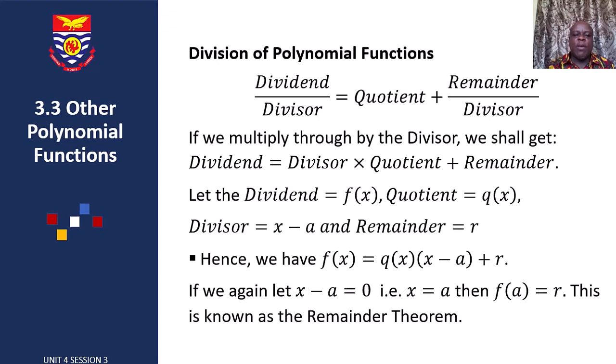If we set x minus a to be equal to 0, then it means that x will be equal to a. And if that happens, the divisor goes to 0. And so once the divisor goes to 0, the quotient term also goes to 0. And so f of a will be equal to the remainder. And this is what we call the remainder theorem. That if you are given a factor and you make x the subject and you substitute it into the function, whatever answer you get becomes the remainder.